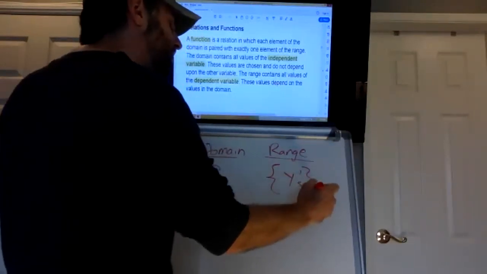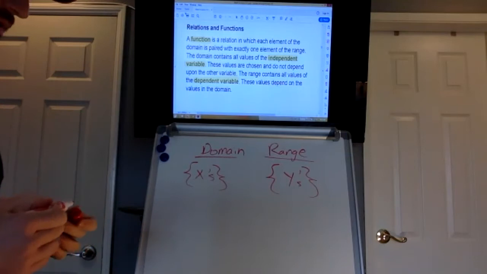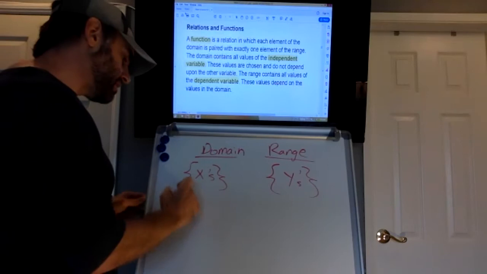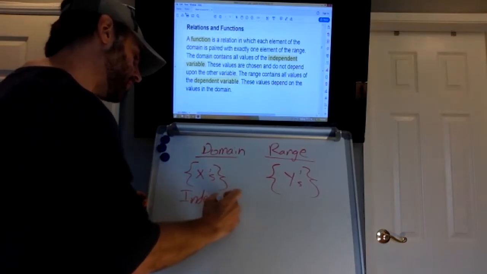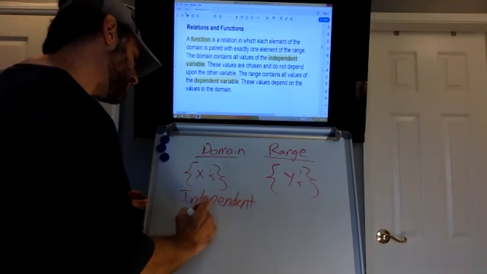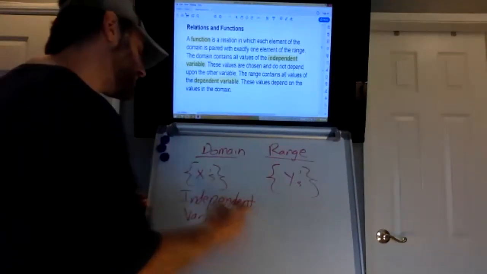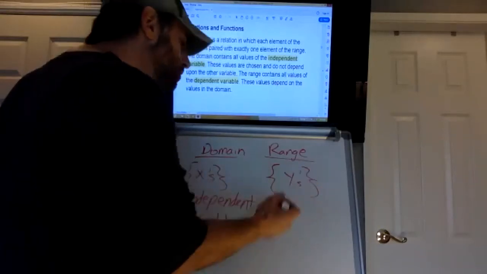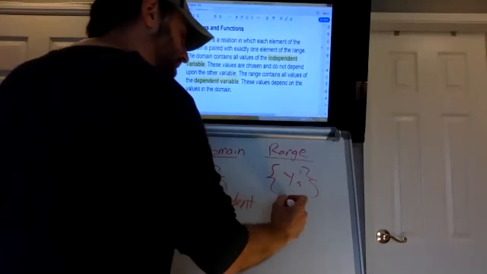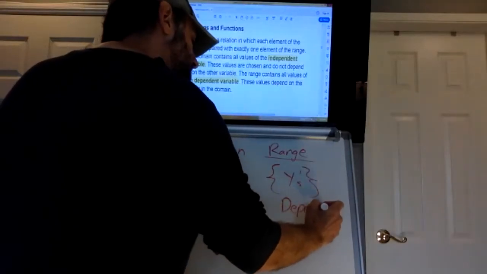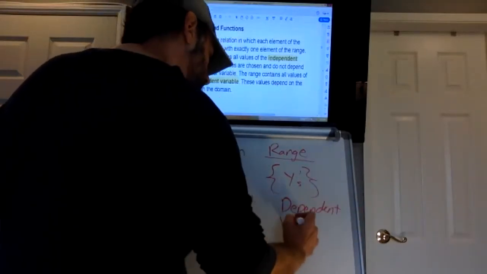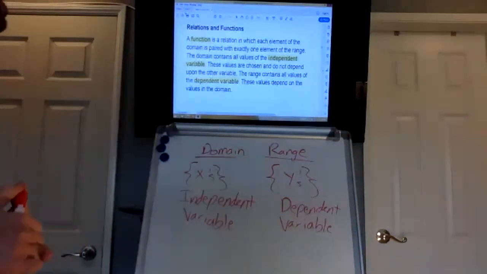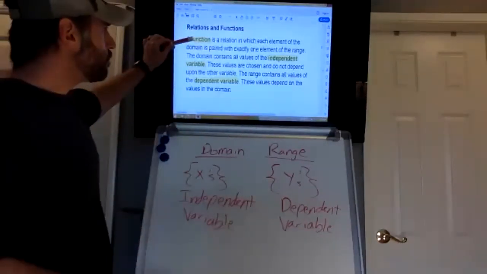Range is what Y can be. Okay? The range is what Y can be. All right? X's represent the independent variable. So we basically take from what X is allowed to be, and then we see what Y is going to depend on that. Independent variable. Y depends on X. Dependent variable. Like science. All right? And so this is what's going to help us define, look up here, what a function is.